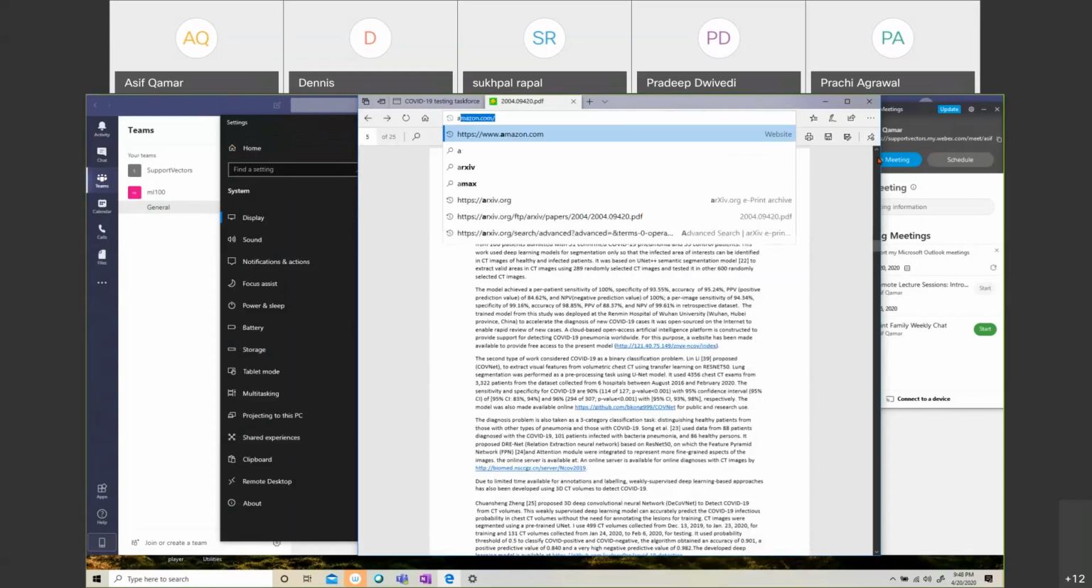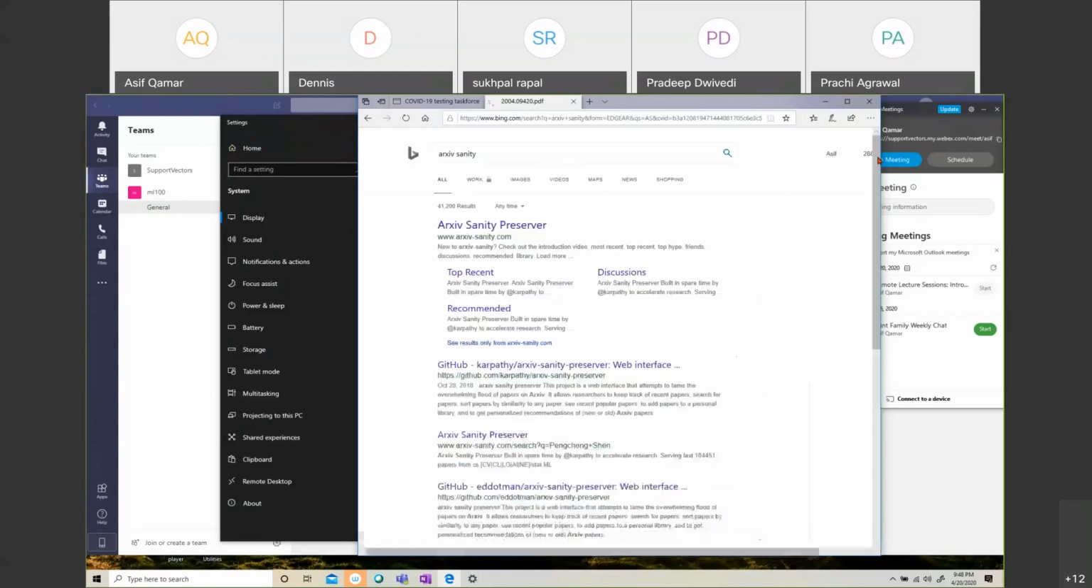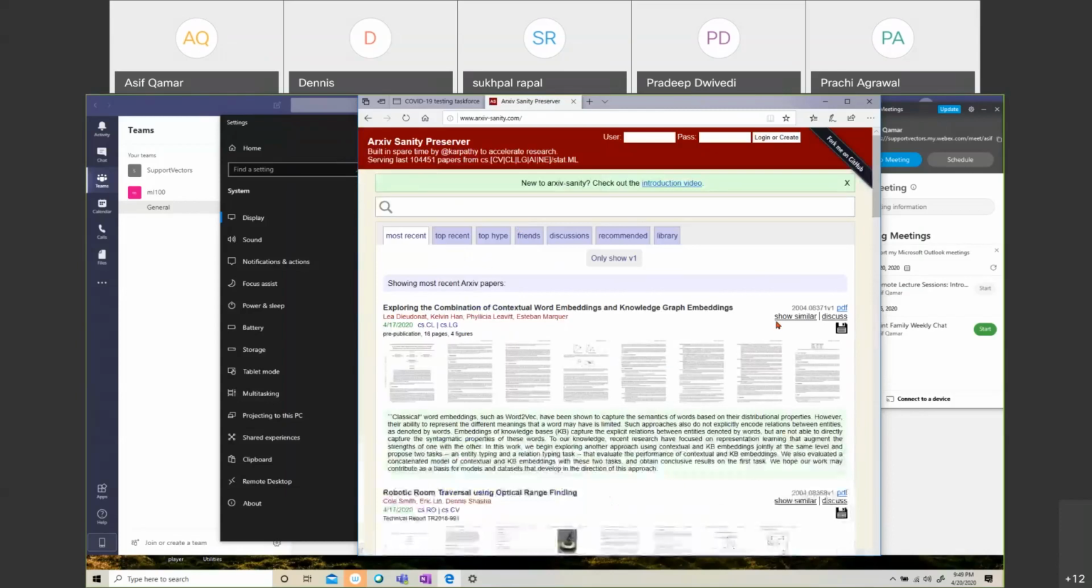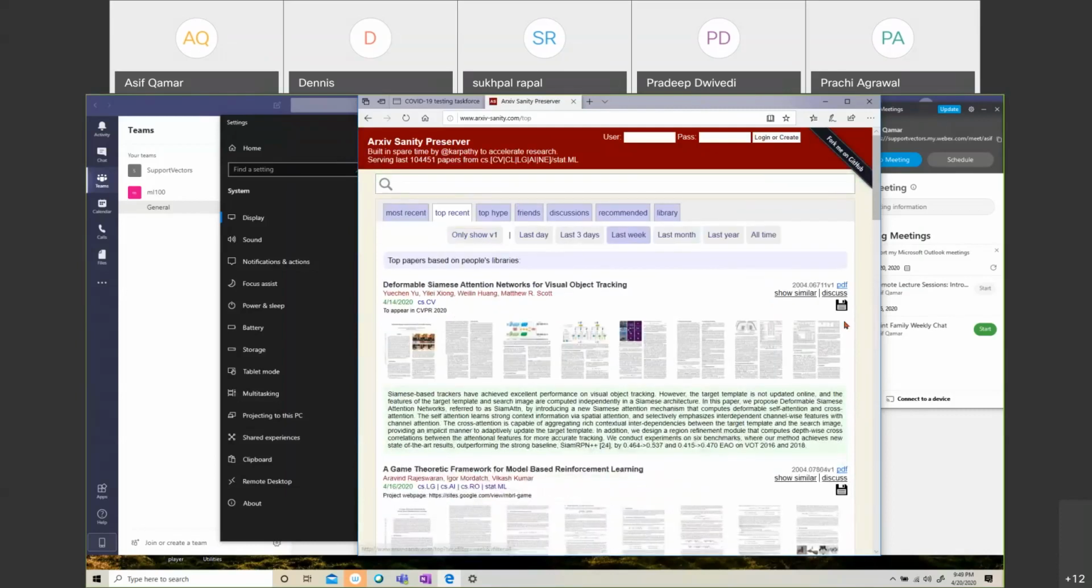Like you may say, how do I give time to it? So there are people who create curated lists. One of them is called Arxiv Sanity Preserver. It's an interesting name. What it does is it looks through the arXiv, and from there it picks up some of the top recent papers in the space of AI.